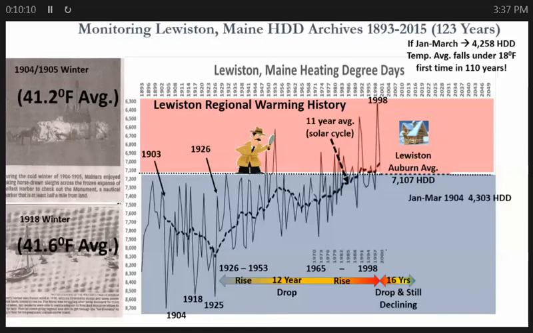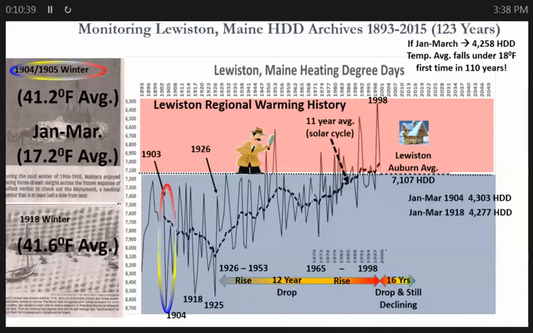In fact, if I look at January through March 1904, that was our lowest, which was 3,303 heating degree days, which correlates to, as you remember over here in the pictures, the 1904-1905 time period. And the 90-day temperatures averaged 17.32 degrees, and the ocean bays were freezing over.